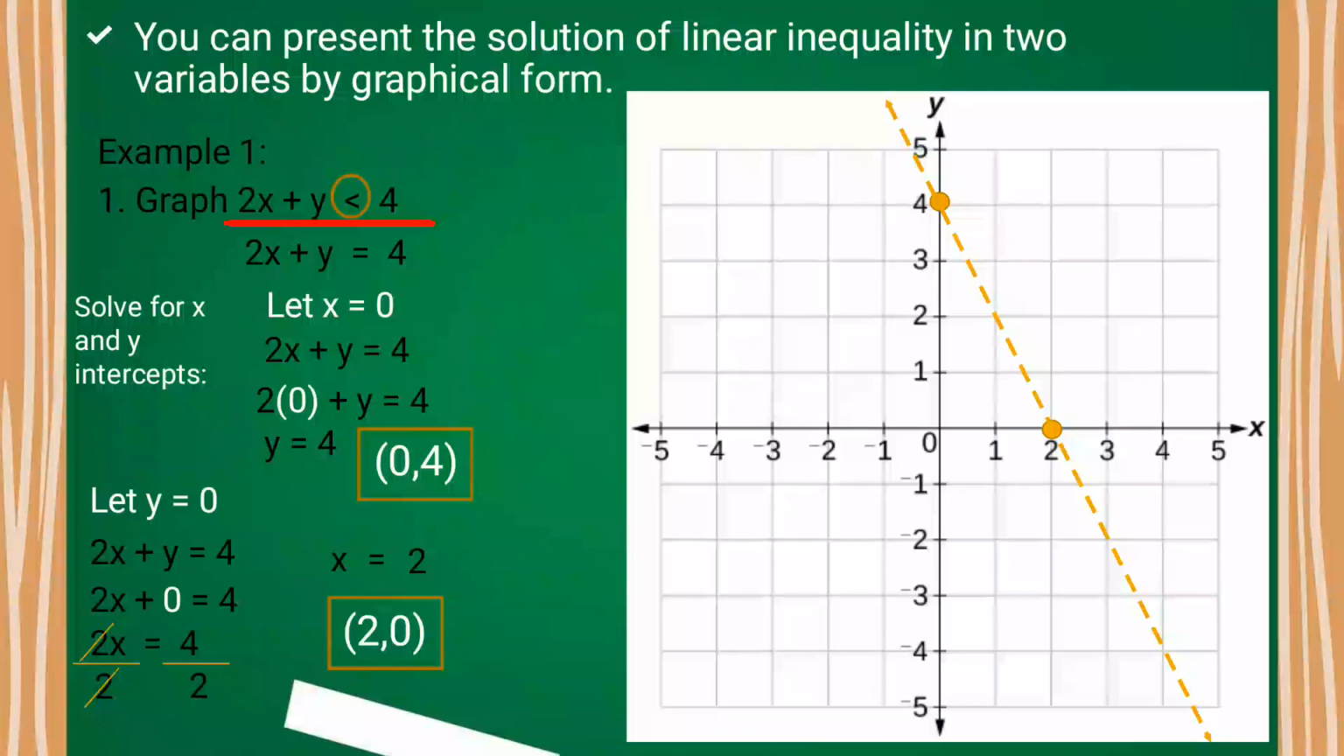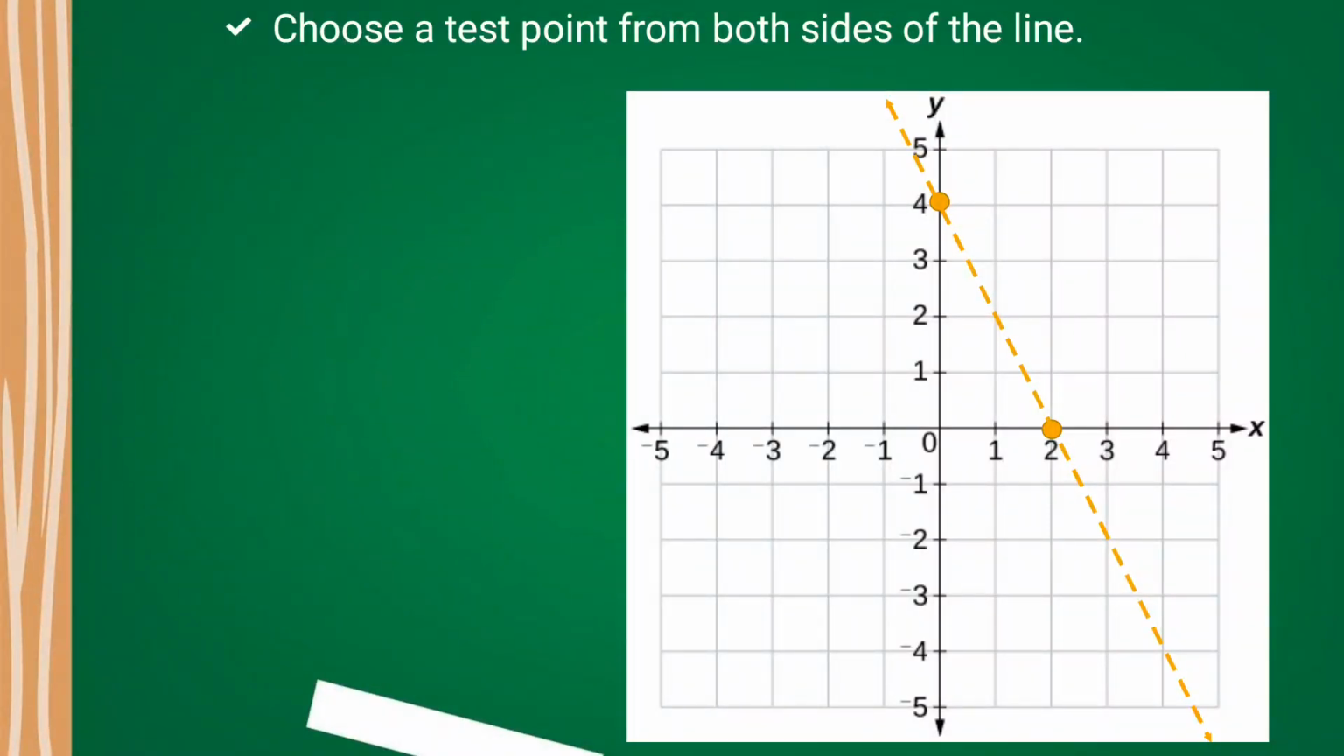Okay? So this time po, ano naman yung i-shade natin? Yung bang nasa left or yung nasa right? So, hindi natin alam so far kung paano. So, let us have this para alam natin kung paano o kung alin ang i-shade. So, choose a test point from both sides of the line. So, pili daw po tayo ng kahit anong point dito para malaman natin kung ano ba yung i-shade natin.